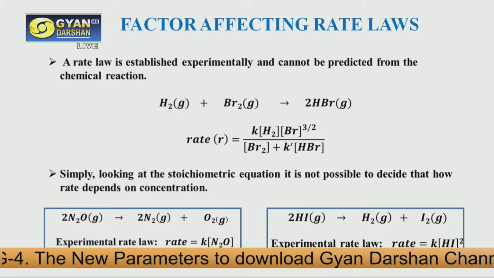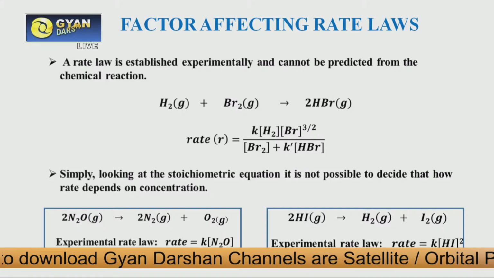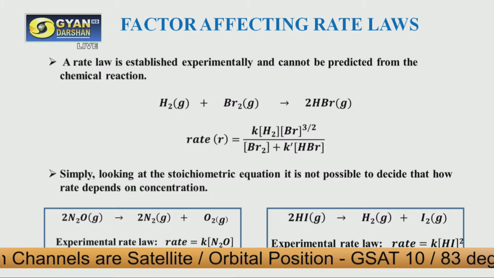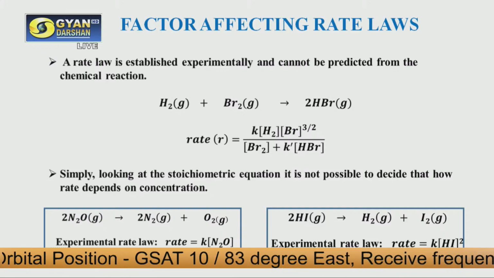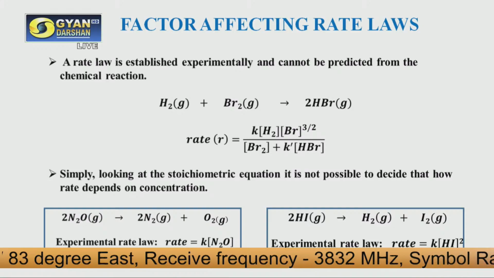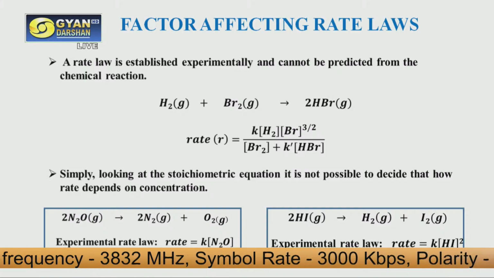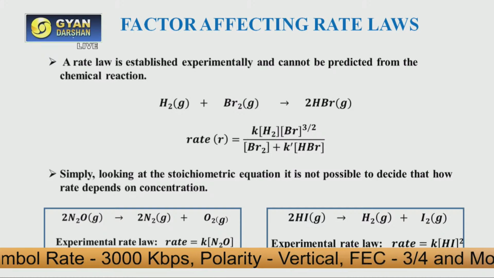It is a very complex rate. So we can say that the rate law is established experimentally. We cannot justify or write it by simply looking at the chemical reaction. Again, simply looking at the stoichiometric equation, it is not possible to decide how the rate depends upon the concentration. You can look at these two examples.